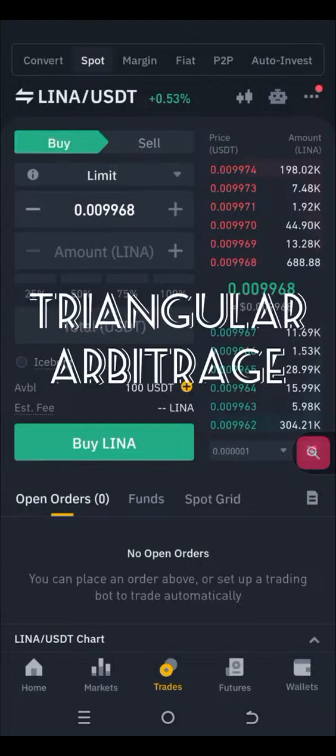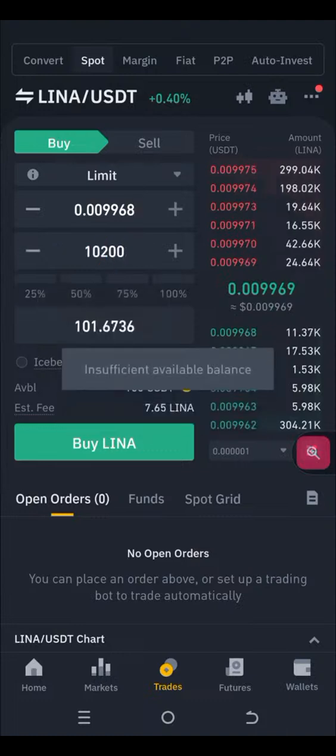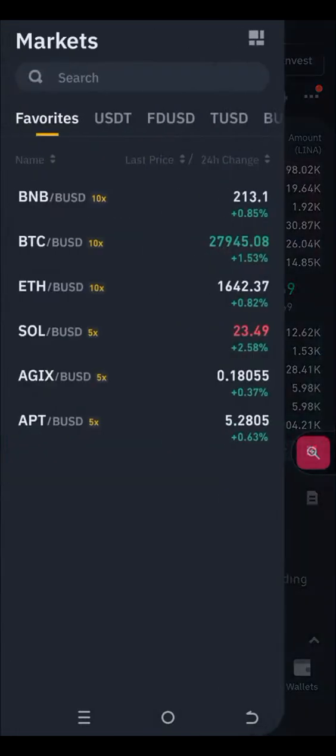By the way, this is triangular arbitrage. Okay, so let's go ahead and see this. So I'm just going to put this in here and see. Oh, $1.67. Not bad at all. 1.67%. Let's go. So first off, let's make this snappy.